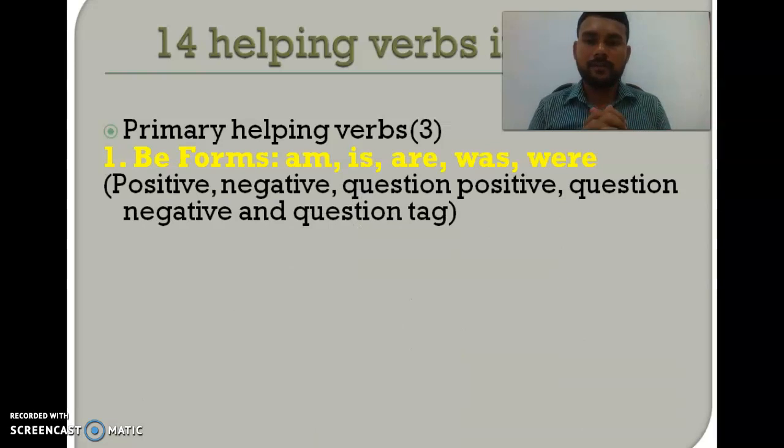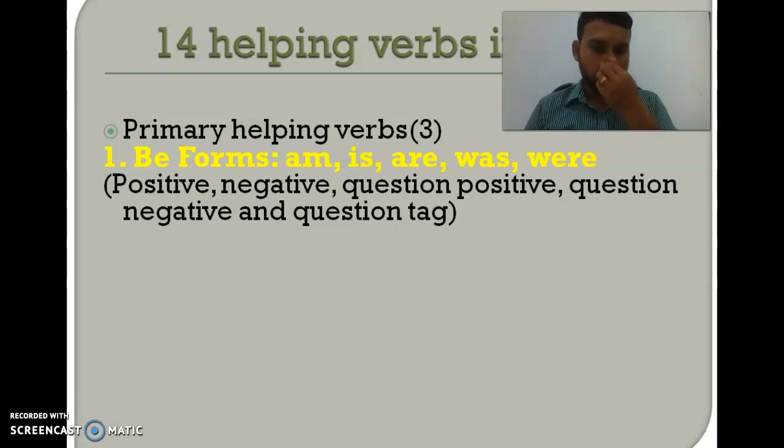Let's have an example. I am a teacher. So there is no main verb here. Am is acting as the main verb. Otherwise, I'm going to college. Going is a main verb and the helping verb is am, supporting going. I'm going to college. It's a positive sentence. I'm not going to college. It's a negative sentence.